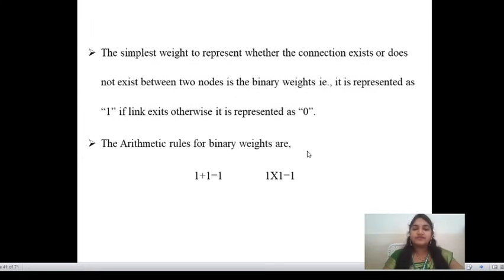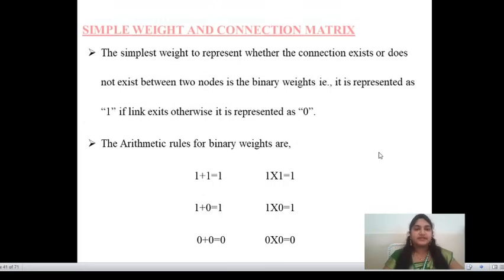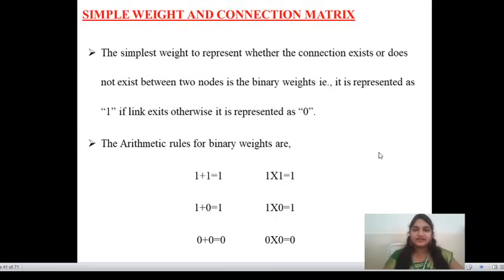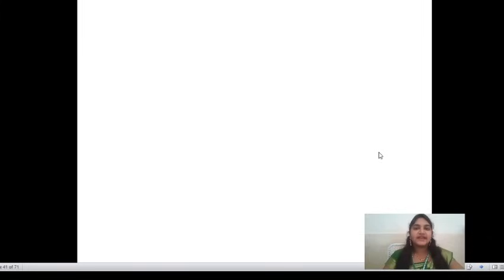So the arithmetic rules for binary weights, addition and multiplication: 1 plus 1 is equal to 1, 1 into 1 is equal to 1. 1 plus 1 is not equal to 2, it is equal to 1 in the arithmetic rules of binary weights. 1 plus 0 is equal to 1, 1 into 0 is equal to 1. 0 plus 0 is equal to 0, 0 into 0 is equal to 1. So you see here 1 into 0 is not equal to 0, it is 1, as per our rule to be followed in the matrices. So this is a simple weight and connection matrix.